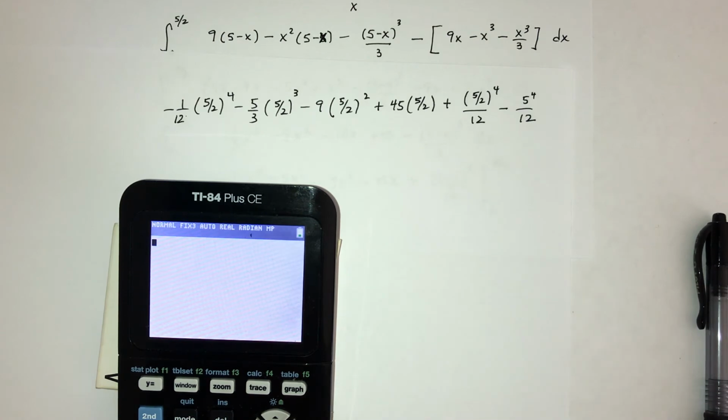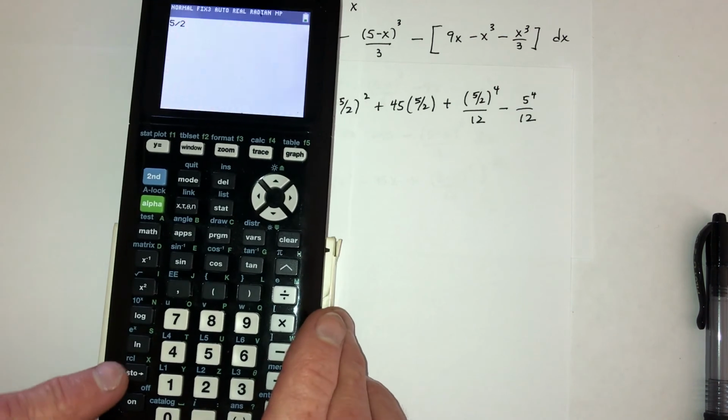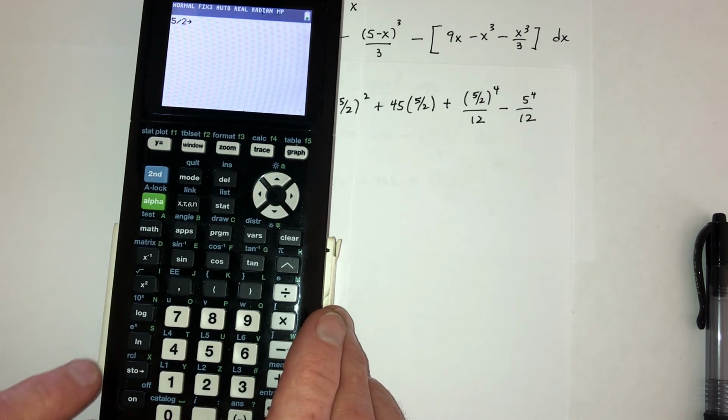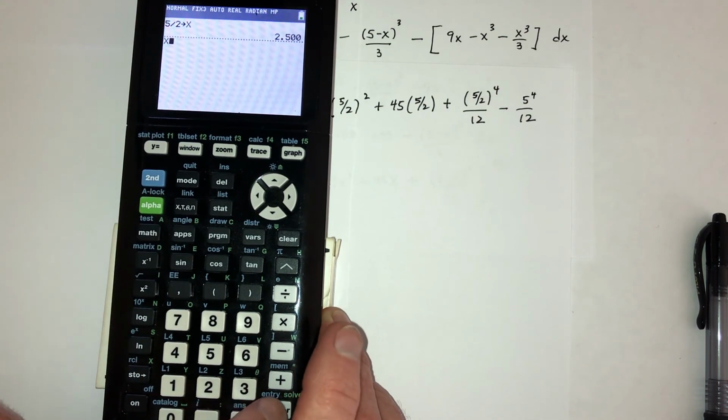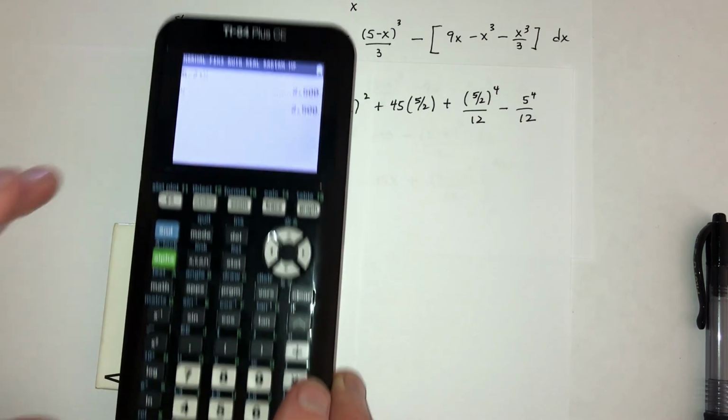So to save me a little bit of time, I'm going to take 5 halves and then store it. If you haven't done this before, that's what this is. Store it as x. Now, every time I use an x, it's going to plug in a 2.5 or the 5 halves.